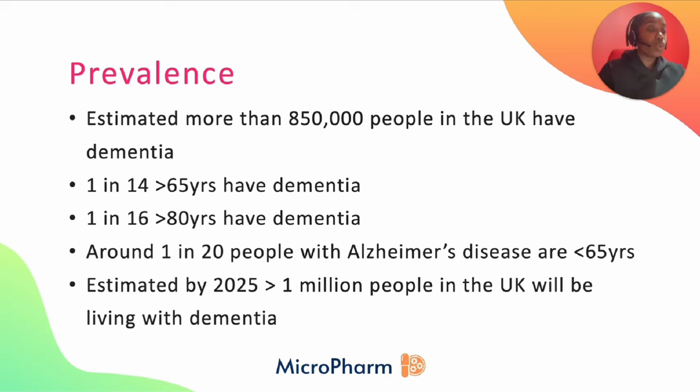1 in 14 will be over 65 years, and 1 in 16 will be over 80. Early onset dementia can occur. Around 1 in 20 people with Alzheimer's are younger than 65 years old, which might be more than you'd expect. And as the aging population grows, the diagnosis of dementia is going to increase. It's estimated that in 2 years' time, over 1 million people will have dementia.